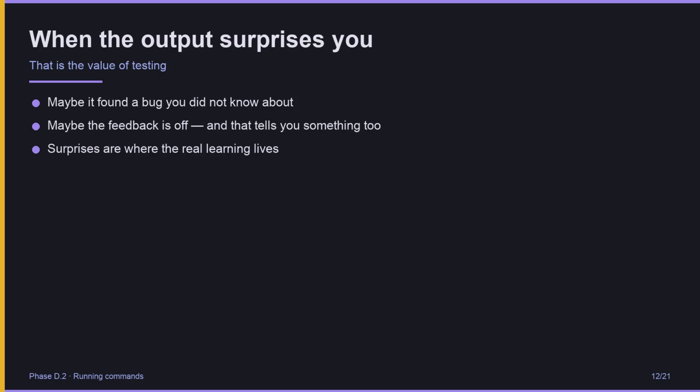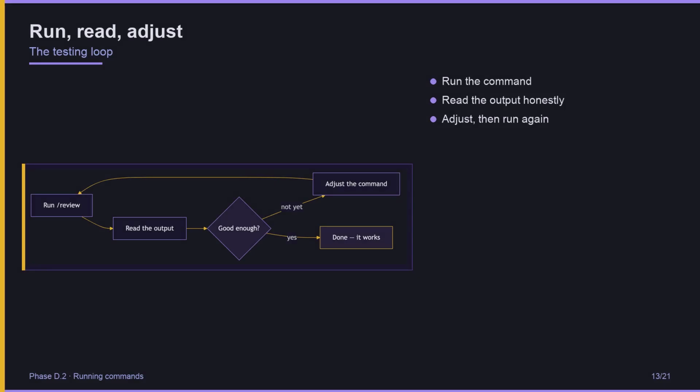A command that only tells you what you already expected has not taught you anything. The surprises are where the real learning lives, so the whole thing becomes a loop. You run the command. You read what it produced, honestly and carefully. And then you adjust, you tweak the command, or you fix the code it pointed at, and you run it again. Run, read, adjust. Run, read, adjust. That loop is the heartbeat of working with any tool you build.